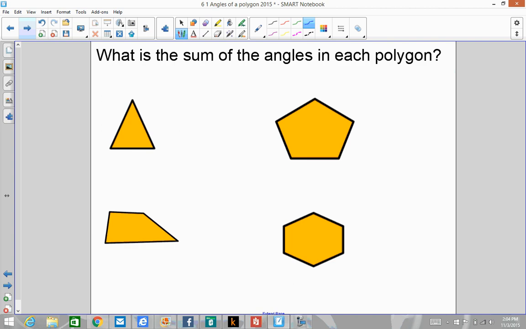All right, so let's look at this. It says, what is the sum of the angles of each polygon? So we know a triangle, the angles is equal to 180. We know that from our last unit. You might know that a quadrilateral is equal to 360 degrees, but you may not know why.